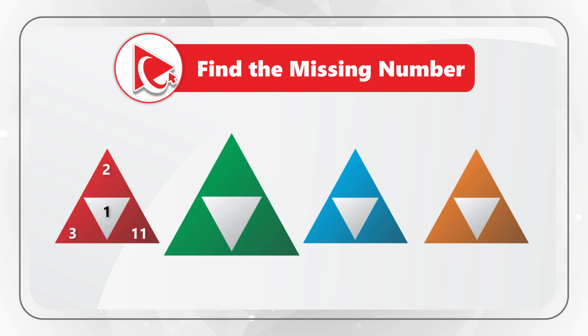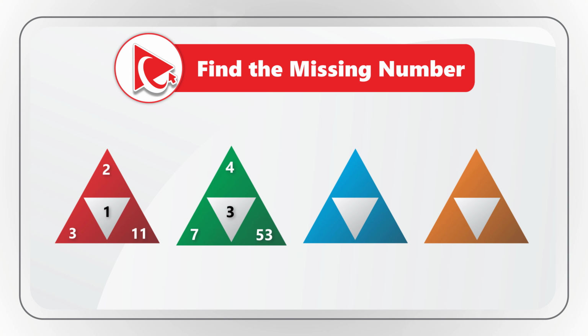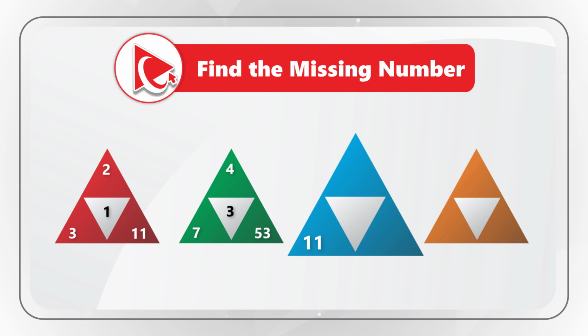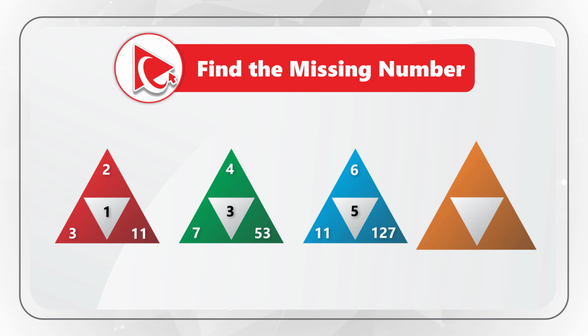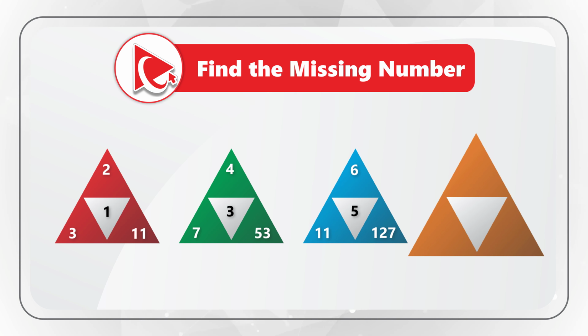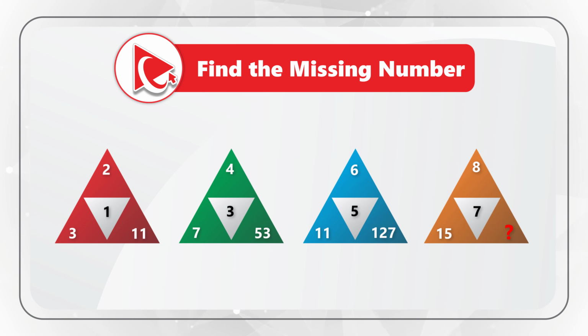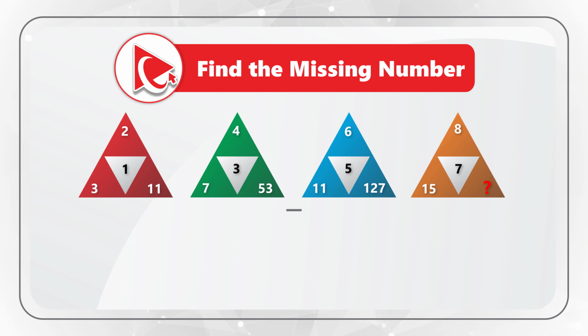The second triangle has numbers 7, 4, 53, and then number 5 in the middle. The third triangle has numbers 11, 6, 127, and number 5 in the middle. And then there is a fourth triangle which has the missing number, but also has numbers 15, 8, and 7. Can you take a close look to see if you can come up with the answer?